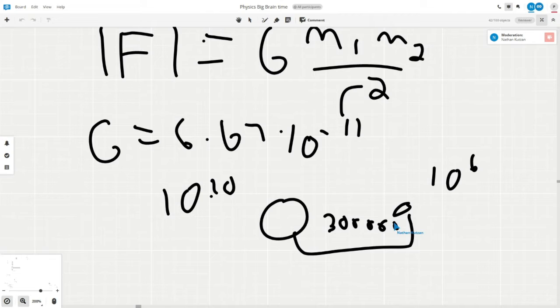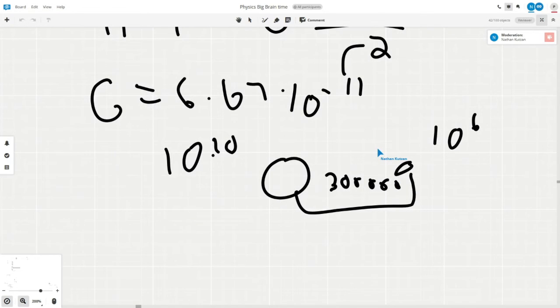So with this problem, we said that the Earth has a mass of 10 to the power of 10 kilograms, and the Moon has a mass of 10 to the 6 kilograms, and they are 300,000 kilometers apart. Can we do that in meters so I don't have to convert? Wouldn't it be just 300 million meters?